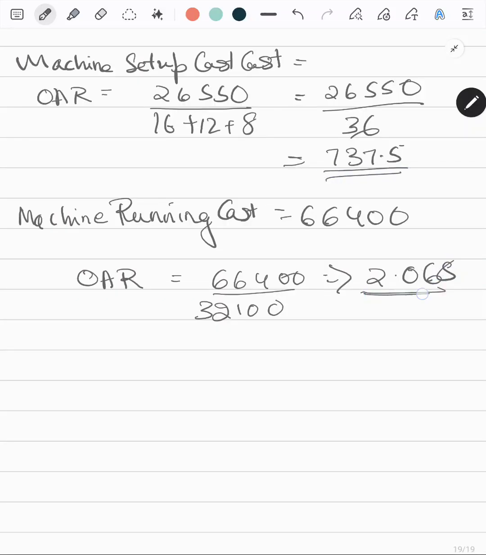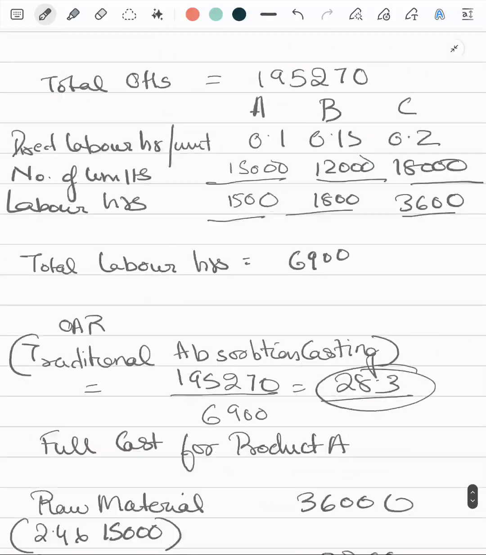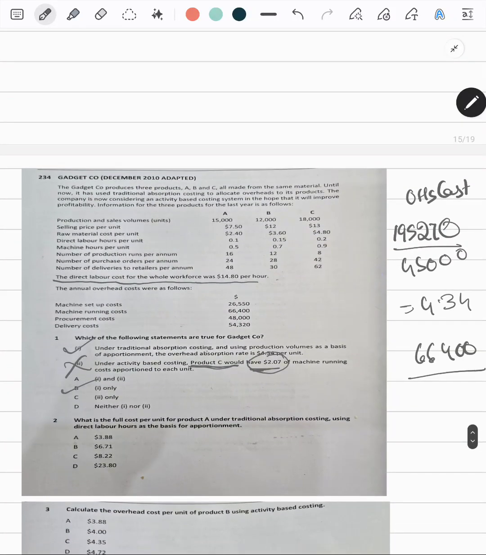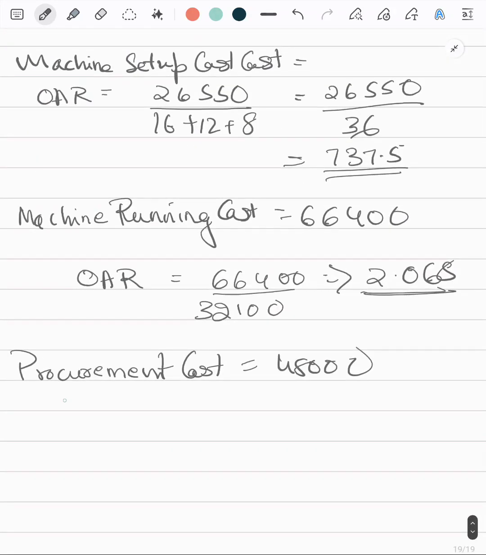Okay, I'm double underlining this. And after that, which cost pool do we have? We have procurement cost. What is the cost driver for procurement cost? The cost driver for procurement cost can be the number of purchase orders. So the number of purchase orders is the cost driver for it.